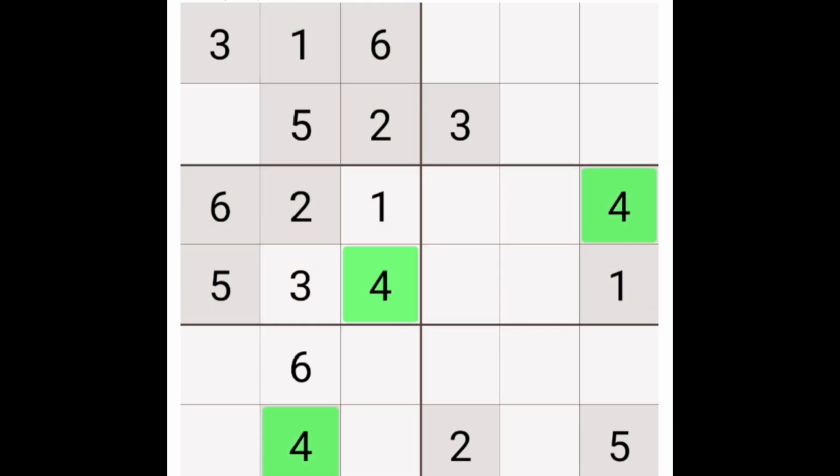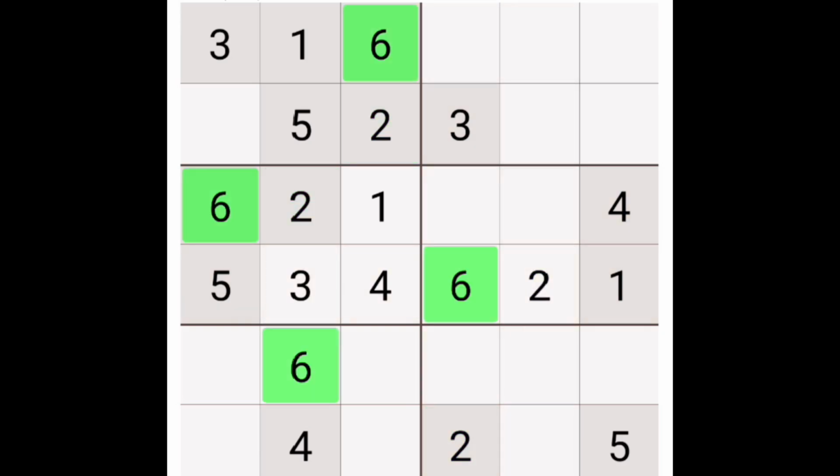Okay. Now let's complete the same row: 5, 3, 4, 1. So 2 and 6 are missing. So 2 and 6 will come in these two. So 2 cannot come here because 2 is here. 2 will come here and 6 will come here.